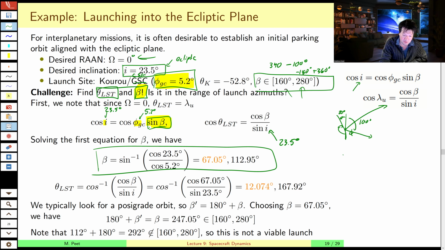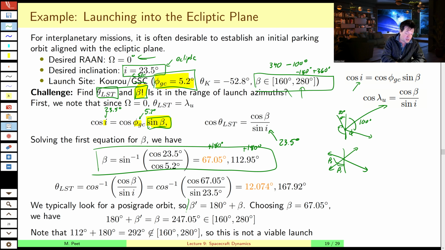So we're going to have that, and we'll have that. So those are our two azimuths. And you may notice that they look kind of like they're going in the wrong direction, because we want to launch to the east. So actually, we'll take those two azimuths and add 180 degrees to get them into a prograde orbit. Right? So we'll add 180 degrees to that and 180 degrees to that.